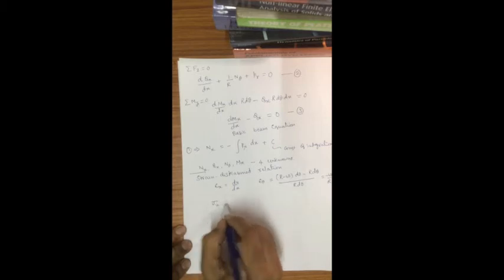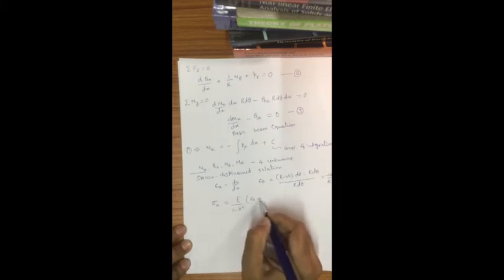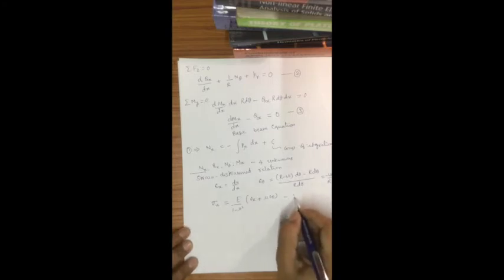Next, sigma x we can write according to Hooke's law as E by 1 minus mu square times (epsilon x plus mu times epsilon theta). This is from Hooke's law.